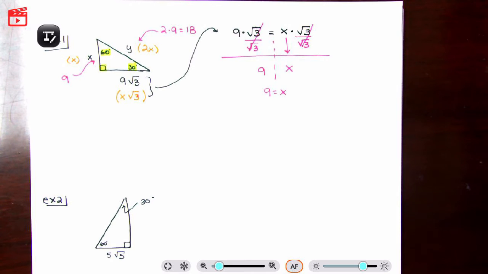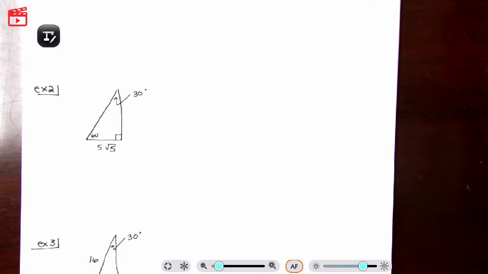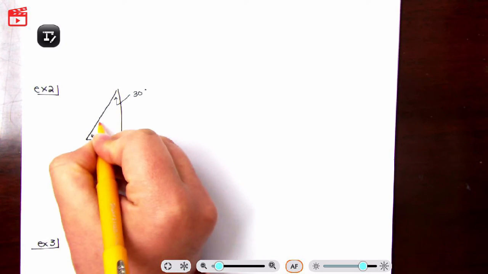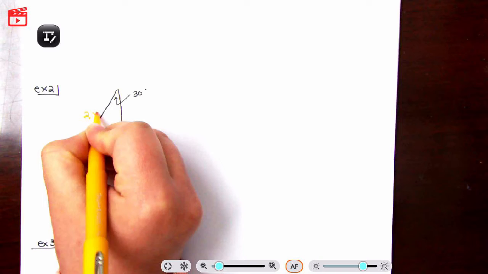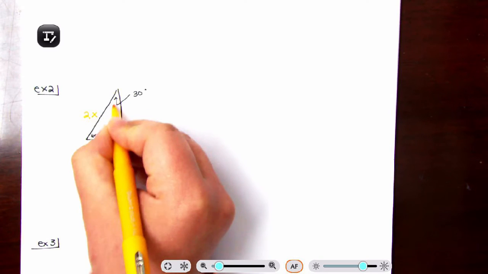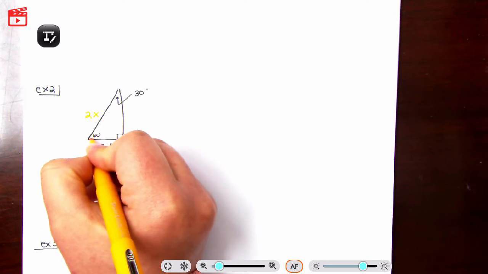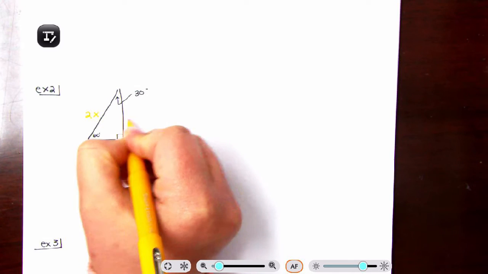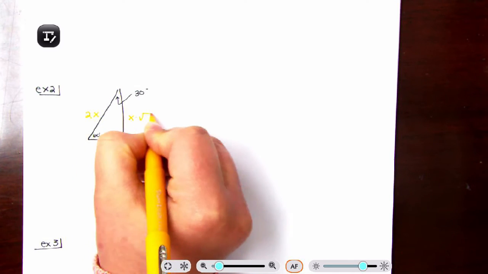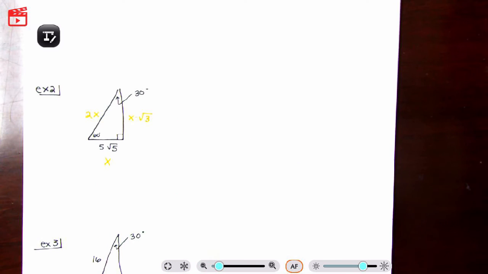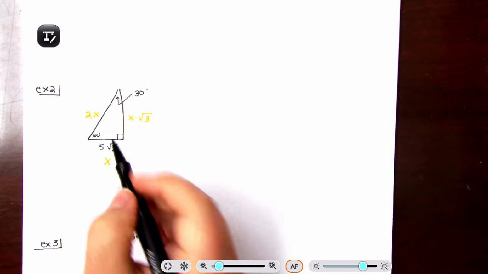Let's do that again. Mark it up. First thing to do is mark it up. Across the street from your 90-degree angle is your hypotenuse. Across the street from your 30-degree angle is your x, and your middle angle, 60 degrees, is x times root 3.